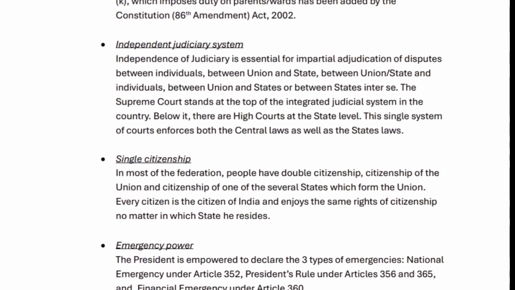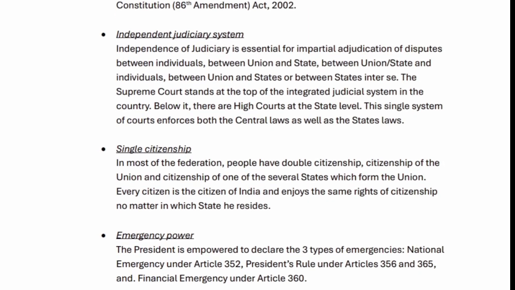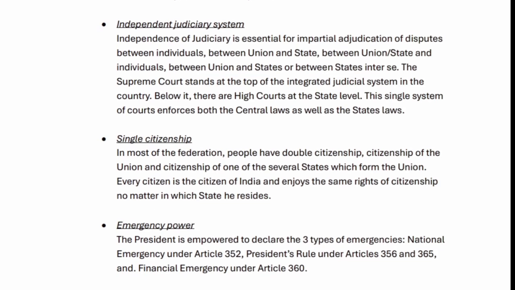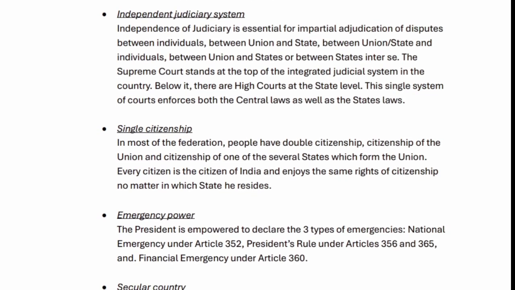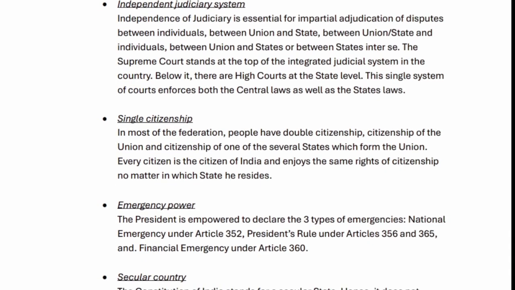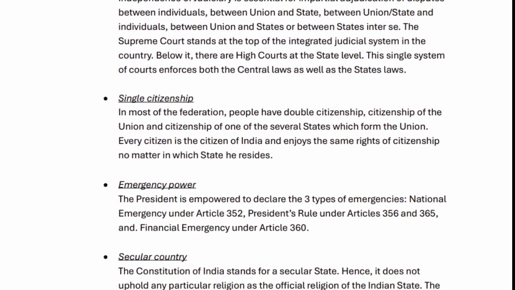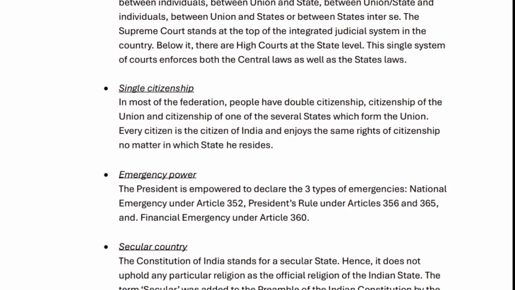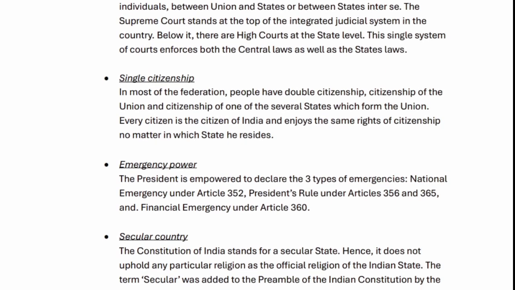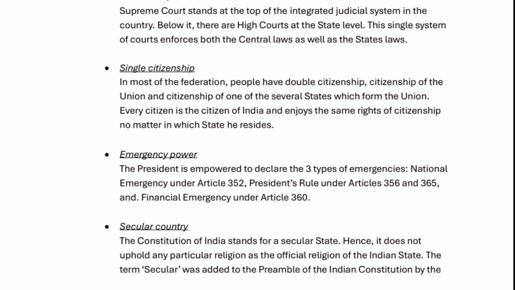Single citizenship. In most federations, people have double citizenship, citizenship of the union and citizenship of one of the several states which form the union. Every citizen is a citizen of India and enjoys the same rights of citizenship no matter in which state he resides. Emergency power. The President is empowered to declare three types of emergencies: national emergency under Article 352, President's rule under Articles 356 and 365, and financial emergency under Article 360.